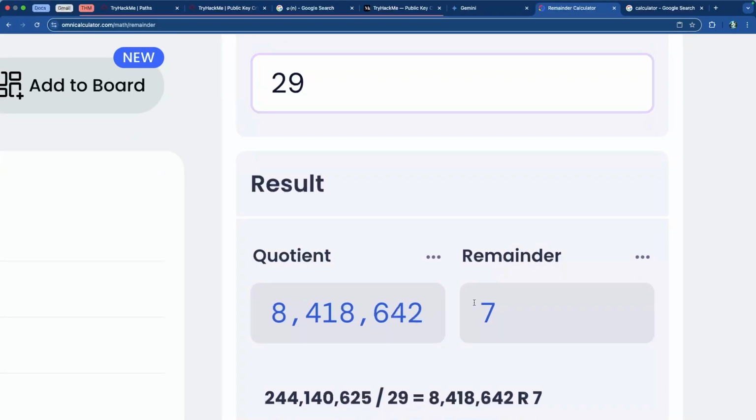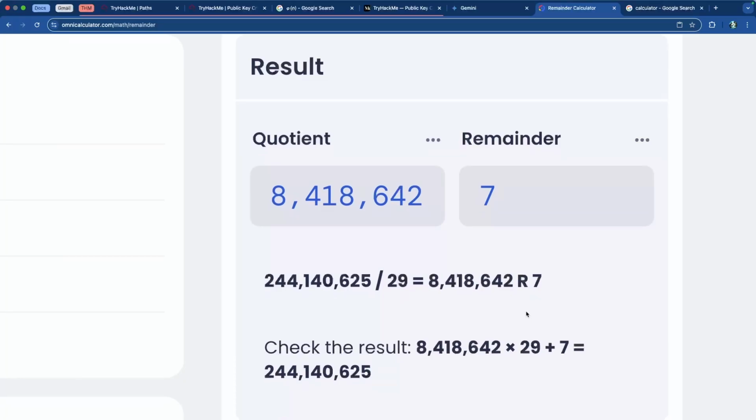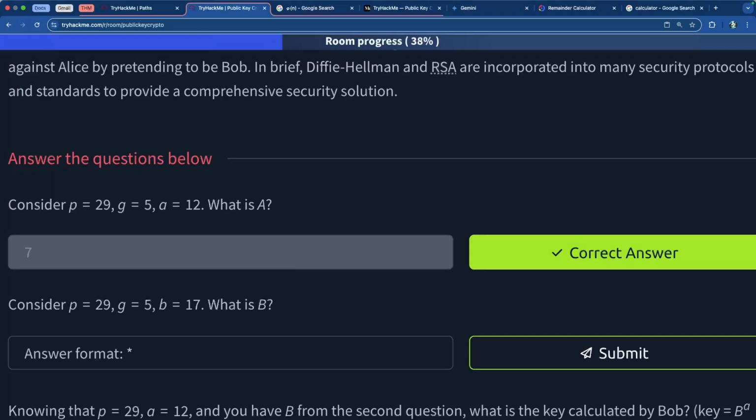Perfect. Okay, so there we go. We actually got a number right here. So it's 244 million, and so on, divided by 29 equals 8 million something, remainder 7. And that sounds pretty solid. So let's go here and see if that's the answer. Hey, that is indeed the answer. Okay, so perfect. Now that we know this, we can do this other one.